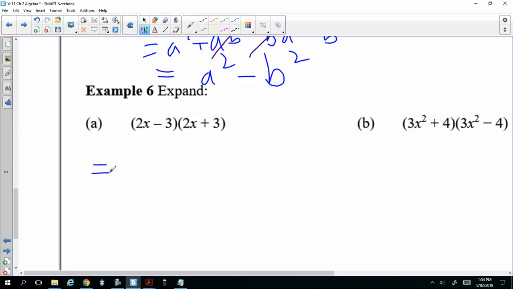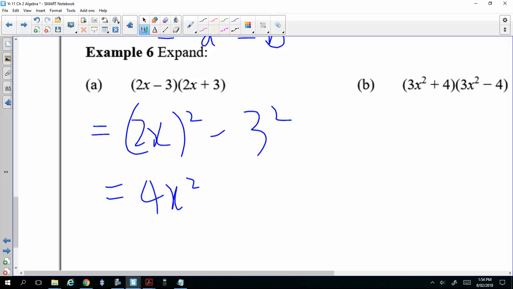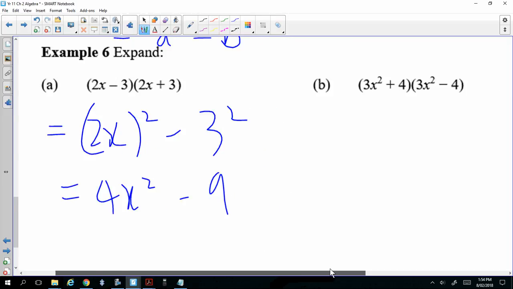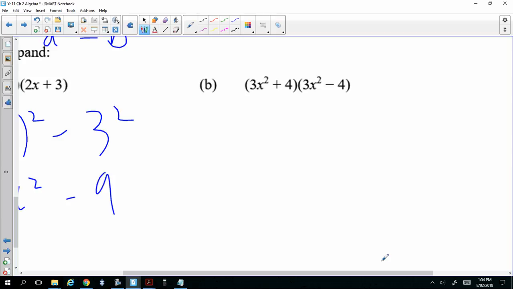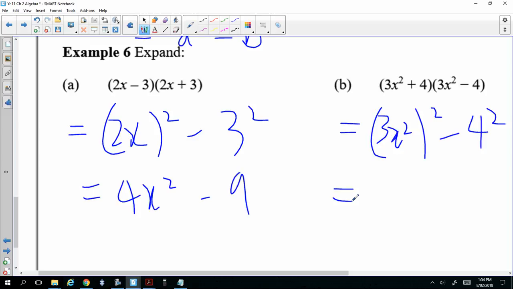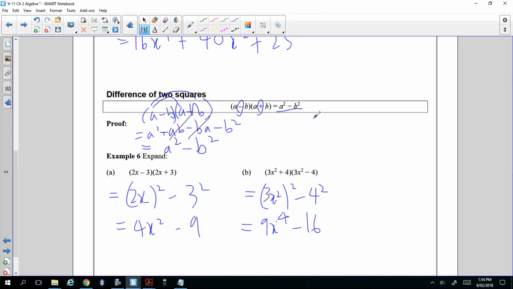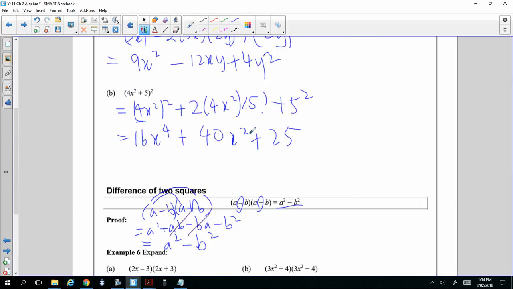So we can use this formula. You need to recognize whenever you've got (a minus b) and (a plus b), you can just square the first minus square the second, which is just 4x squared minus 9. And same thing for the second one. Difference of two squares, it doesn't matter which one I write first, the minus then the plus or the plus then the minus, you get the same formula. So you square the first minus square the second, which is 9x to the power 4 minus 16 as your final answer. So on this page we demonstrated the perfect square formula as well as the difference of two squares formula.